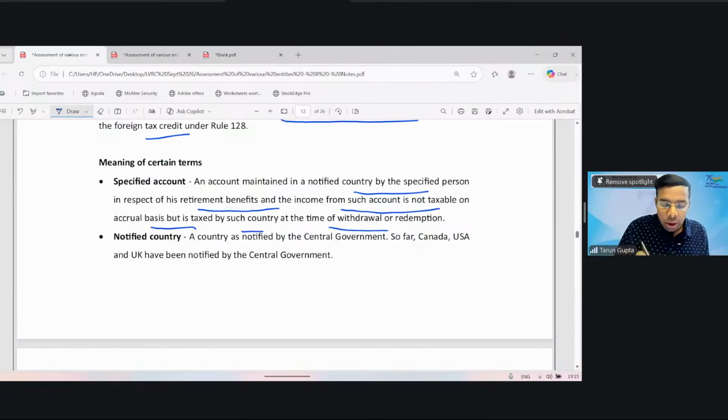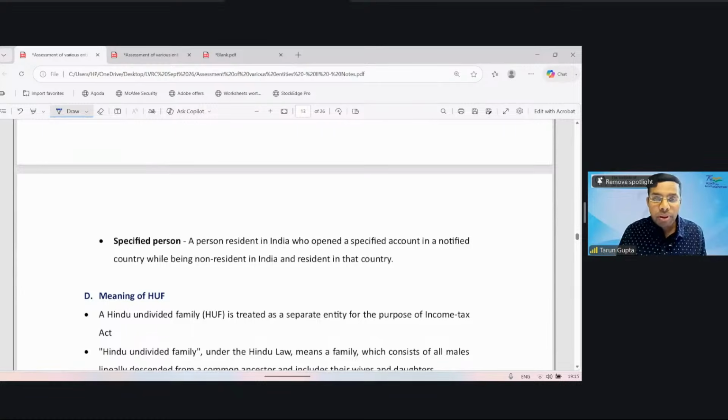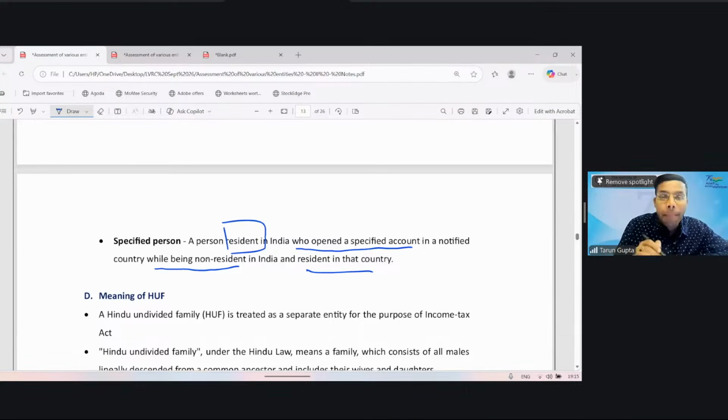Notified country means the country notified by the central government. So far, Canada, US, and UK have been notified. Specified person: a person resident in India who opened a specified account in a notified country while being non-resident in India and resident in that country. Who is a person who is eligible for this benefit? He is a person who is now resident, but when he opened this special account, this retirement benefit account, he was non-resident in India and he was resident of that country.